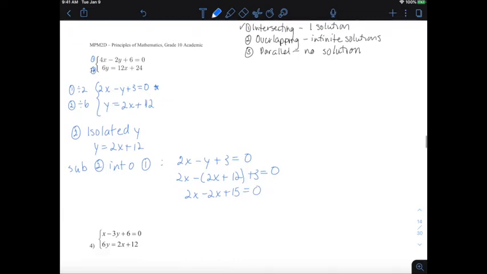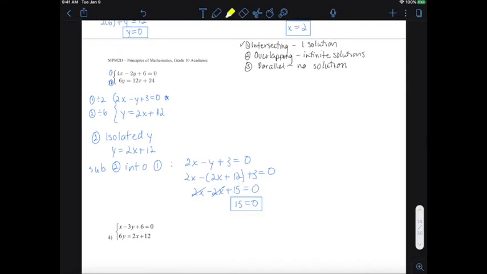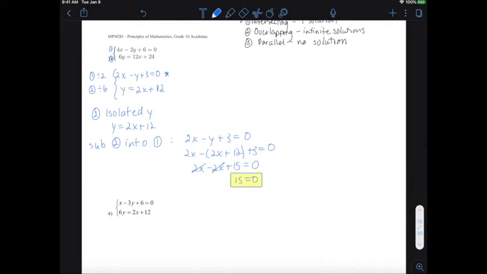And guys, this is not a mistake. 2x minus 2x is 0. So actually, the solution to this equation is 15 equals 0. Now, how do I interpret that? Well, this is a really special outcome. If I look at this, 15 equals 0, well, that just is never true, right? It's not true. It's a false statement. This is never true. And that tells me that there is actually no solution to this system.